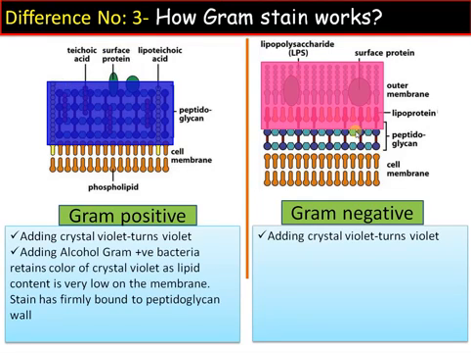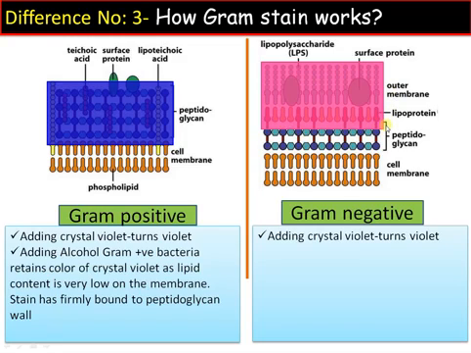The difference in staining of gram-positive and gram-negative bacteria is due to the difference in cell wall composition, especially the amount of lipid in the cell wall. In the case of gram-positive bacteria, the lipid content is very low. Therefore, alcohol cannot dissolve the lipid. Therefore, gram-positive bacteria can retain the stain even after alcohol treatment.